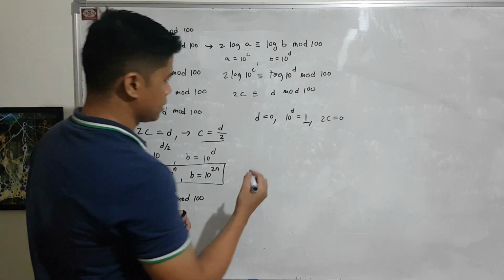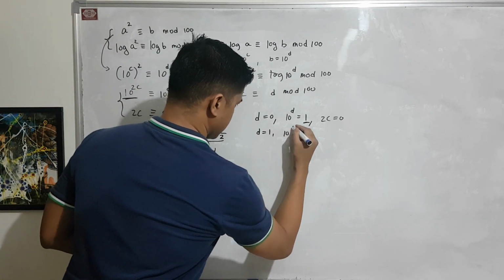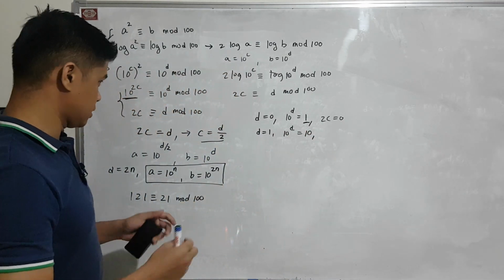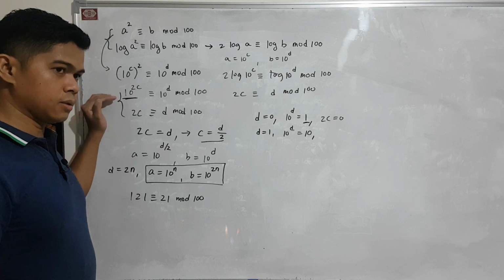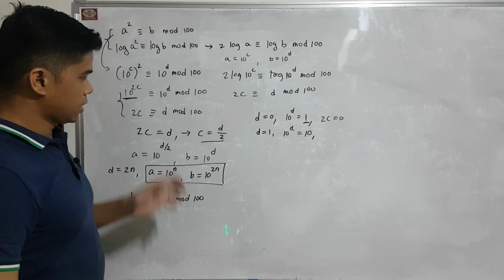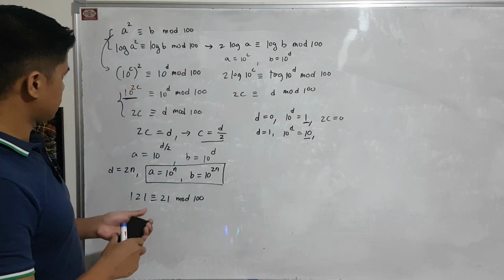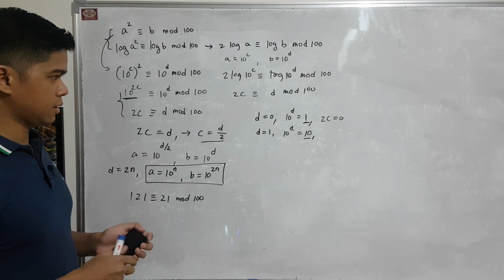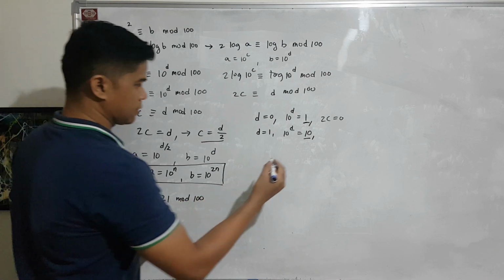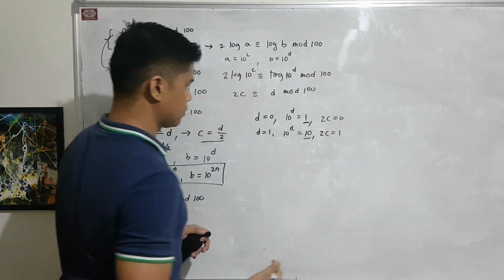Okay, so let's go D equals 1, so that's 10 to the D equals 10. And as you notice here, since we are raising 10 to the power of 2C, and we're required here that the last digit must be 10, so 2C must also be 1 to satisfy the last two digits of the number. Okay, so here 2C must also be 1, right?